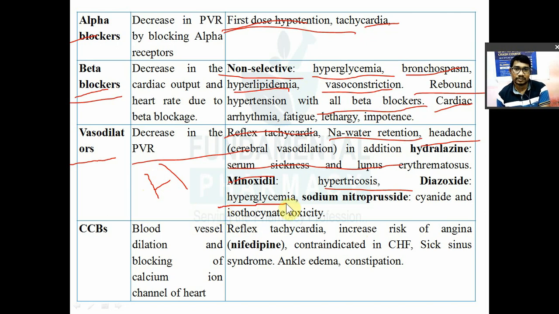Sodium nitroprusside जो होता है that will cause, because इसमें साइनाइड ग्रुप होता है एंड आइसोथायोसाइनेट ग्रुप होता है, so it will increase the cyanide and isothiocyanate ion toxicity, right?